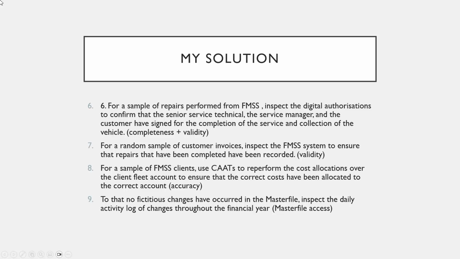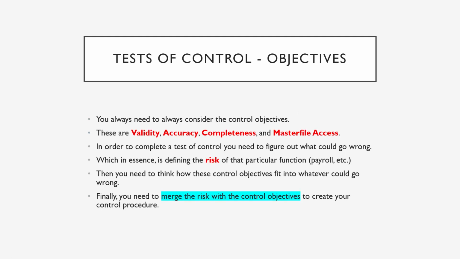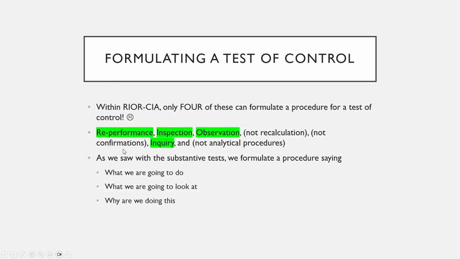To ensure that no fictitious changes have occurred in the master file, inspect the daily activity log of changes throughout the financial year and follow up on any discrepancies, which is master file access. So that's my solution. I spoke about samples, I zoned it in. I spoke about what I'm doing, what I'm looking at, and why I'm even looking at it in the first place, which corroborates very well with what I was speaking about all throughout here.